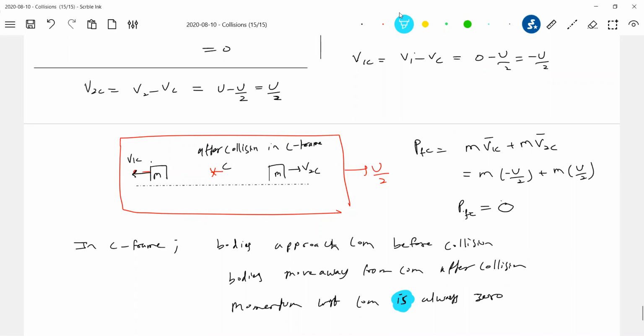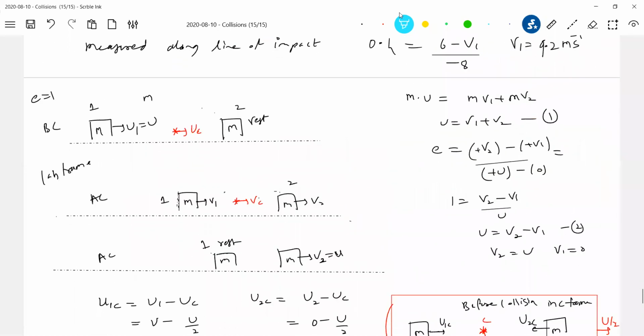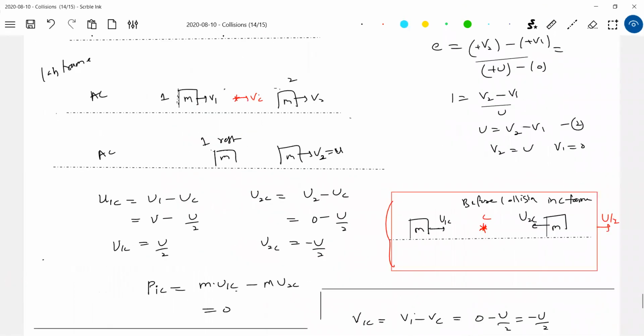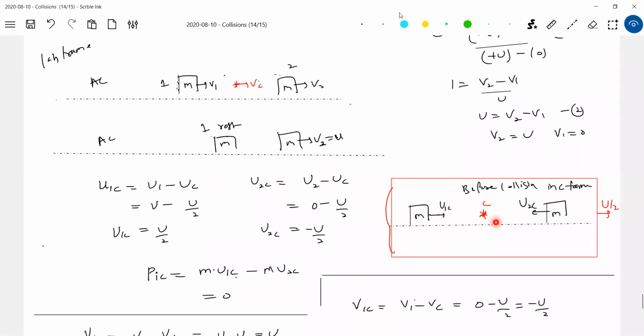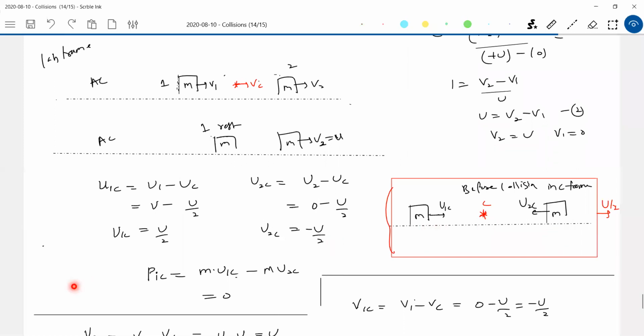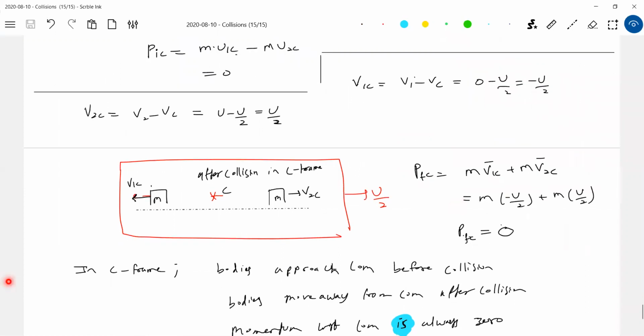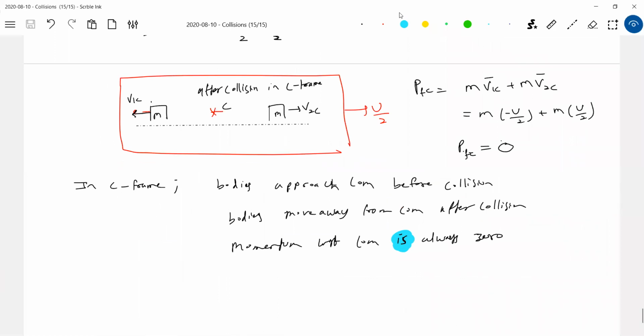So in the lab frame, what is the sequence? Two is at rest, one is moving. After collision, one will come to rest, two will move. In the C frame, what is the thing? Both will approach center of mass with the same speed, they'll collide. And where do they collide? They collide at center of mass. And they will recede away with the same speed. And momentum with respect to center of mass before and after collision will be zero. That's what it's telling here. Now you calculate again kinetic energy in the lab frame, kinetic energy in C frame. Kinetic energy in C frame should be minimum, what we have already concluded in the center of mass chapter.